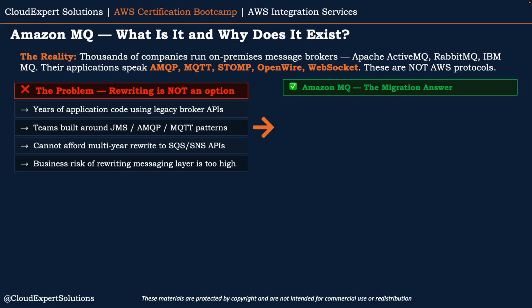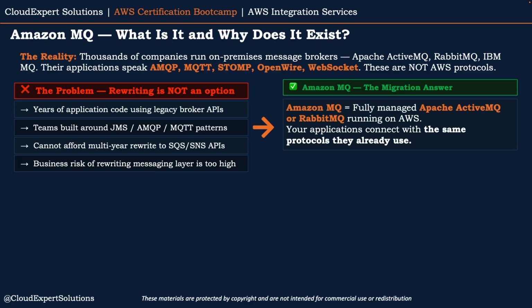Amazon MQ is the answer to this problem. It's a fully managed broker service that runs real Apache ActiveMQ or RabbitMQ software on AWS infrastructure. Your application connects to Amazon MQ using the exact same protocols and APIs that you are using in your on-premises applications, that is AMQP, MQTT, STOMP, OpenWire or WebSocket. Everything is supported. You lift your on-premises broker to the AWS cloud with zero application code changes.